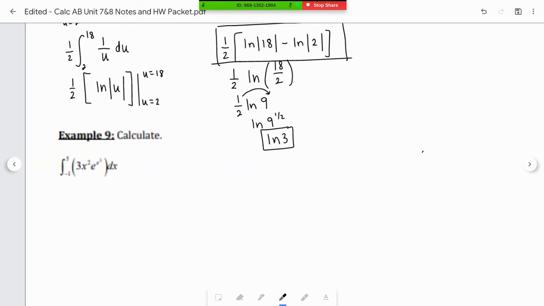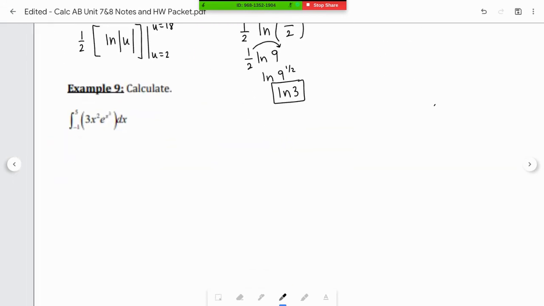So then for number 9, we are going to, again, make a u substitution. So our u is going to be an inner function here. And so we have two functions. We have the 3x squared, and then we have the e to the x to the third. The one that's the inner function is the x to the third. So that's going to be my u here. U is going to be x to the third.